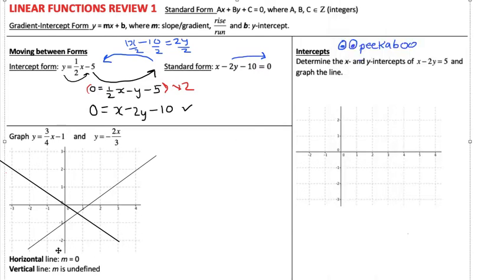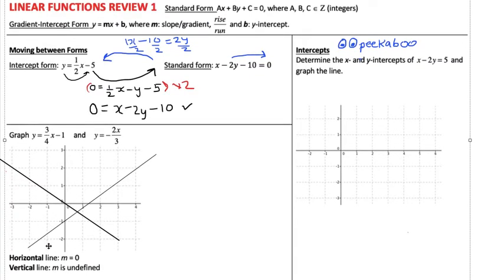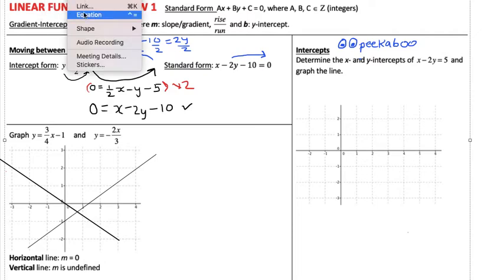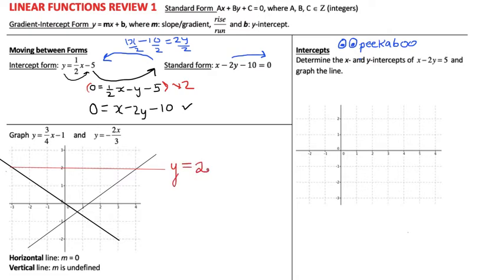Okay, the next bit is the horizontal and the vertical lines. And remember, for the horizontal line, you have a slope of 0, okay? So just anywhere at all, if you wanted to draw something like this, then the equation of this line would just be y is equal to 2, okay?